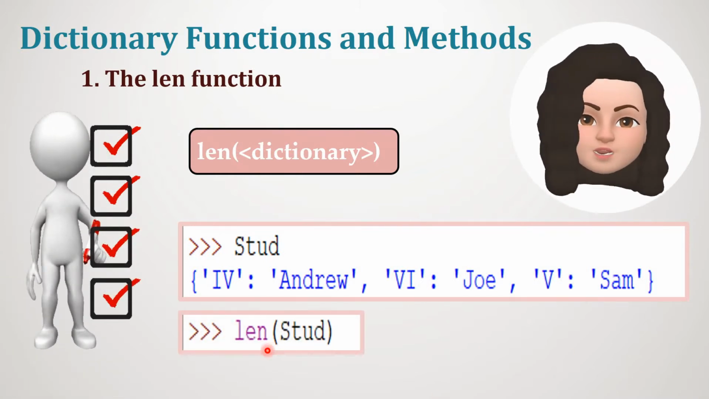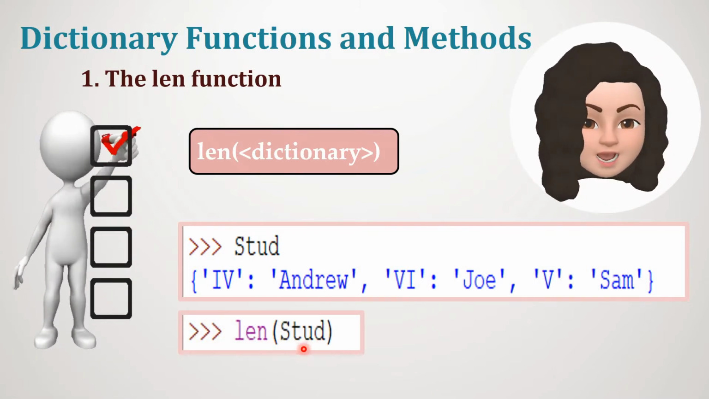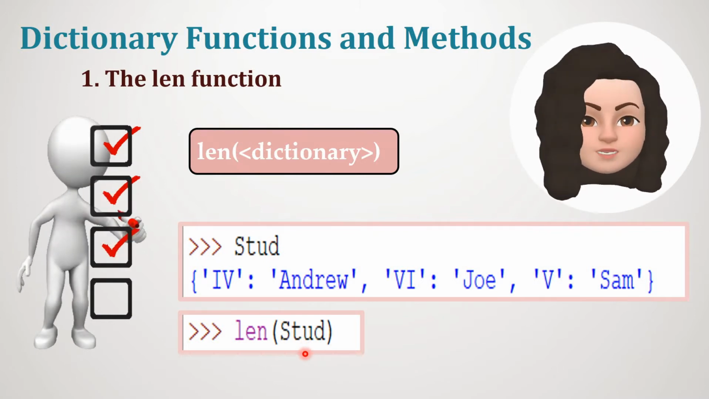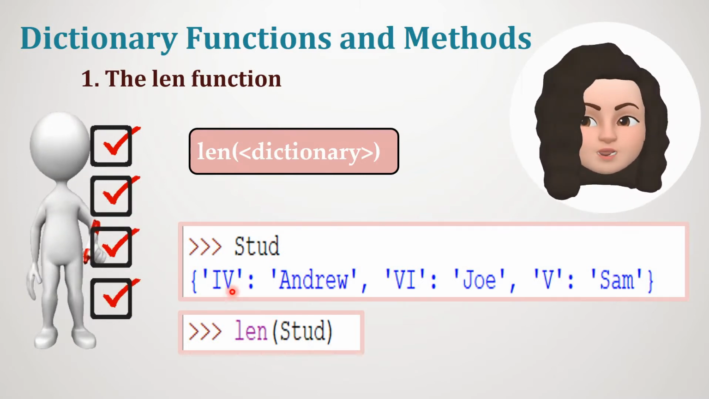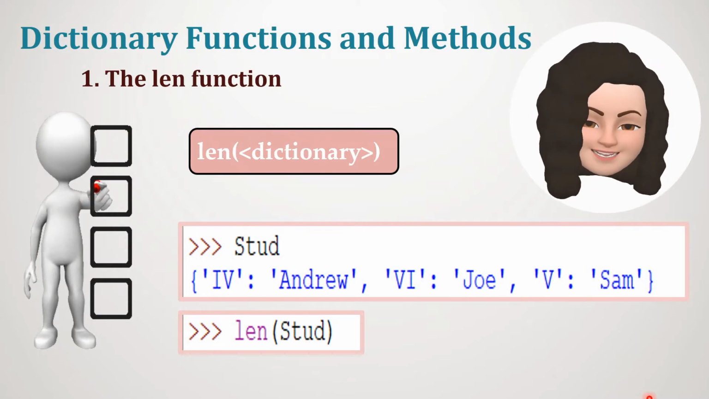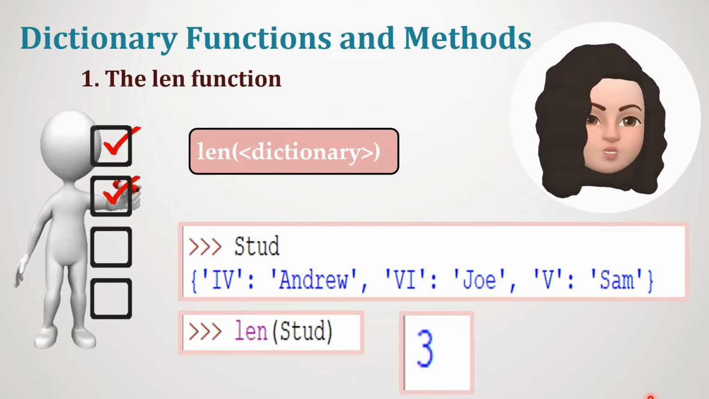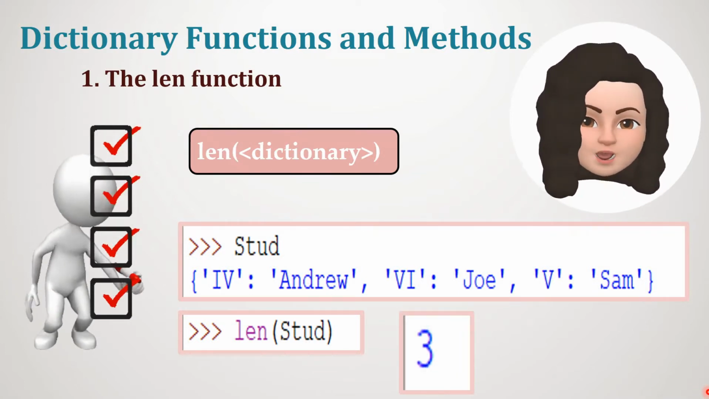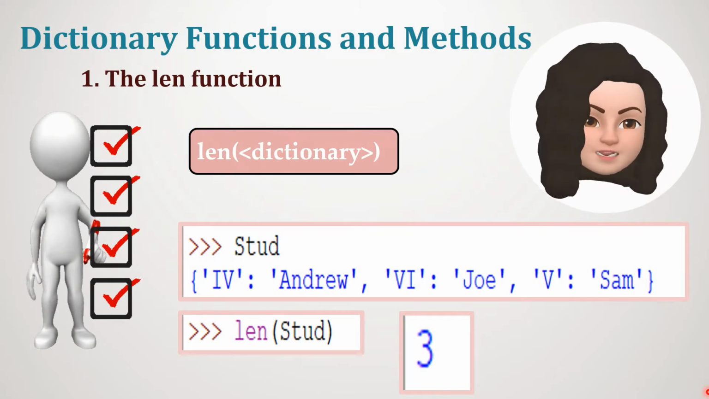len within parentheses, the name of the dictionary, STUD. It will count the number of pairs. How many pairs are there? 1, 2, 3. Yes, 3 is the output. So the len function will count the number of key value pairs in the dictionary.